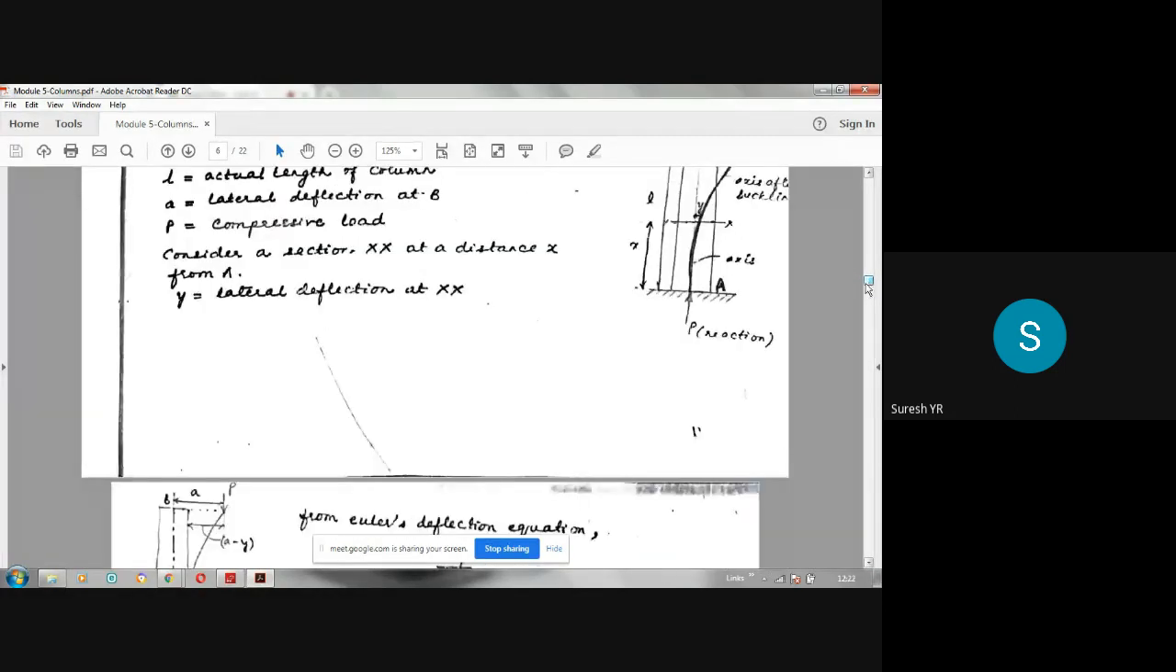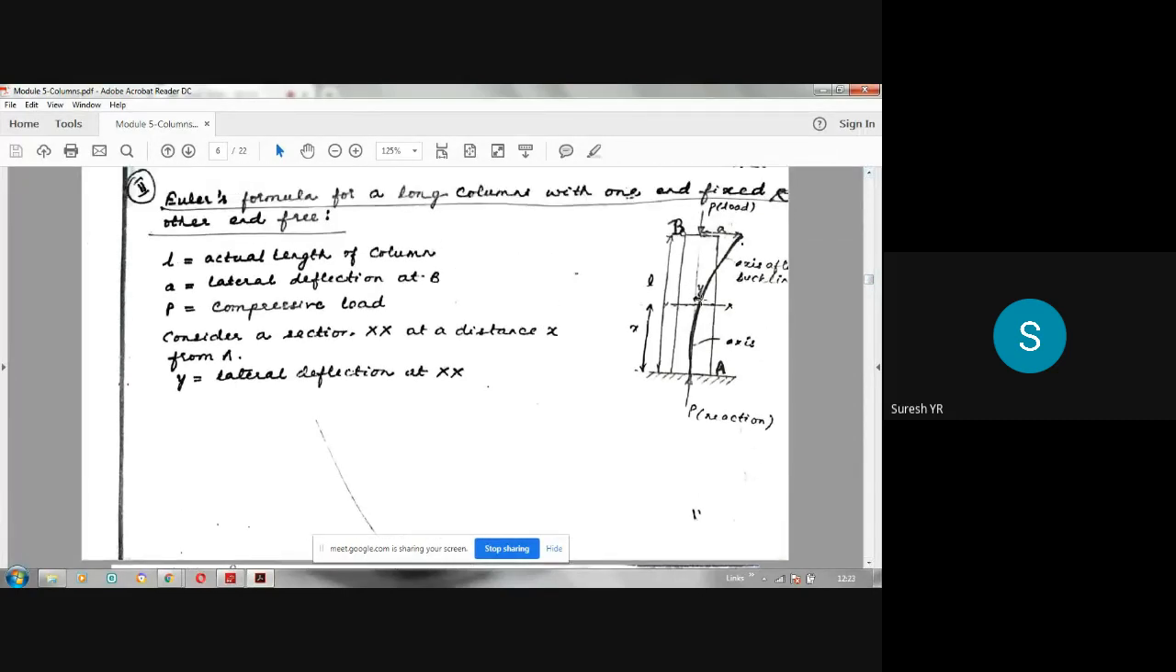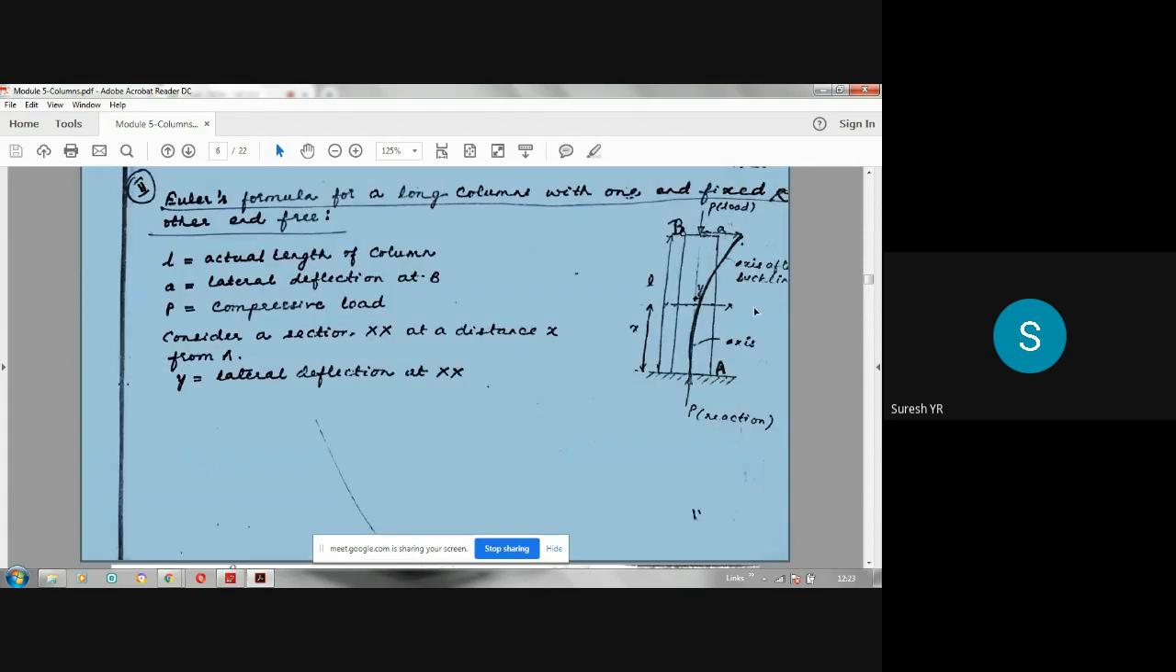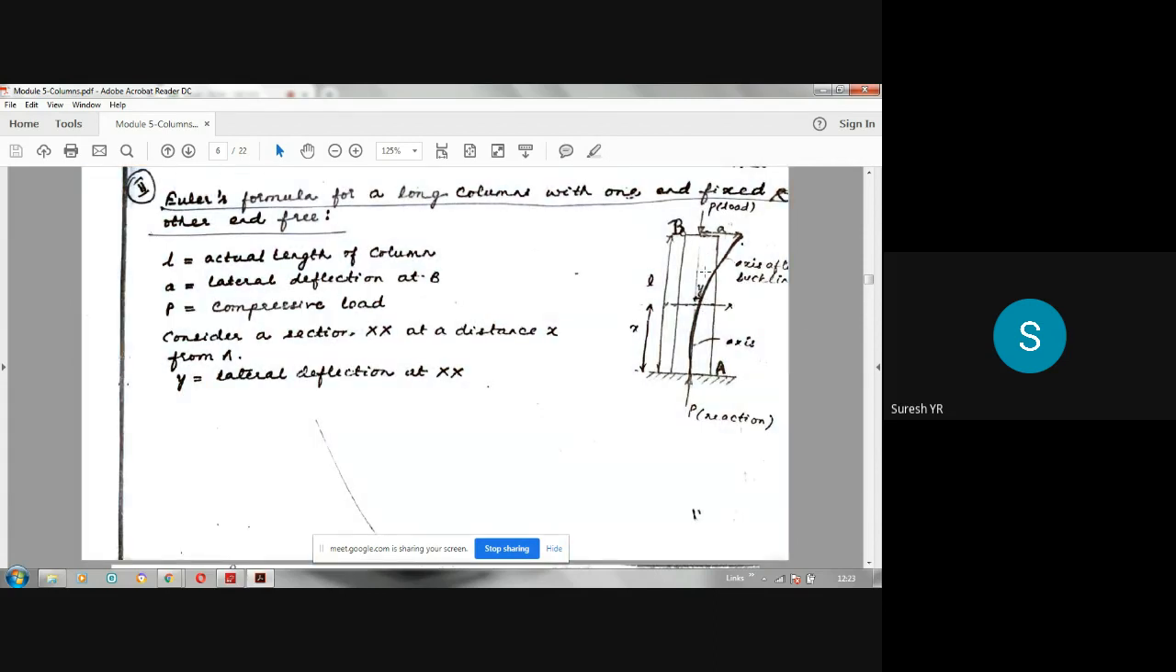So this is y. If you draw an ordinate here, this P will be transferred over here. So this P will be multiplied by A minus y, this distance, because the section is here. See here. This is where you have to take the distance.